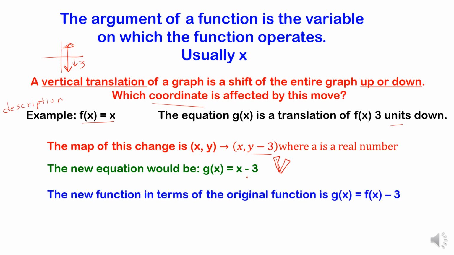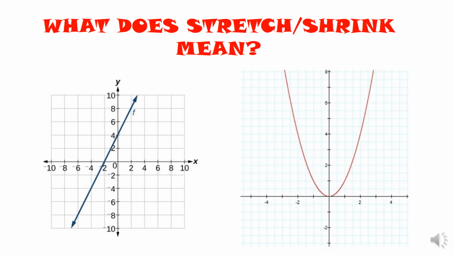The new function in terms of the original function would be written like this. Because it's outside and affecting the whole equation, it's not just affecting the argument. That also tells me that it's a vertical change.